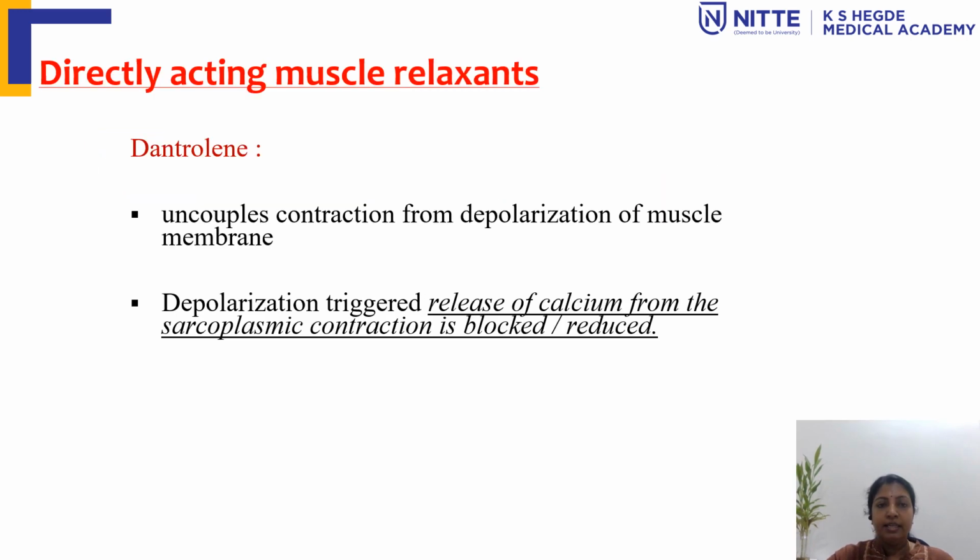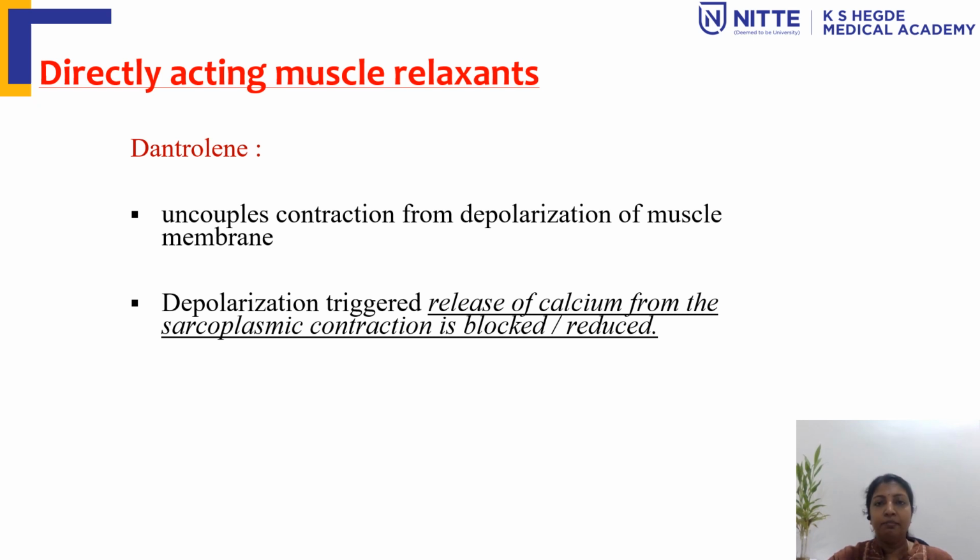So the name of our directly acting muscle relaxant is Dantrolene. Dantrolene is pharmacologically and chemically different from the neuromuscular blockers, but the action is somewhat similar to the centrally acting muscle relaxants. Dantrolene does not interfere with the neuromuscular transmission. What it does is it uncouples contraction from depolarization of the muscle membrane.